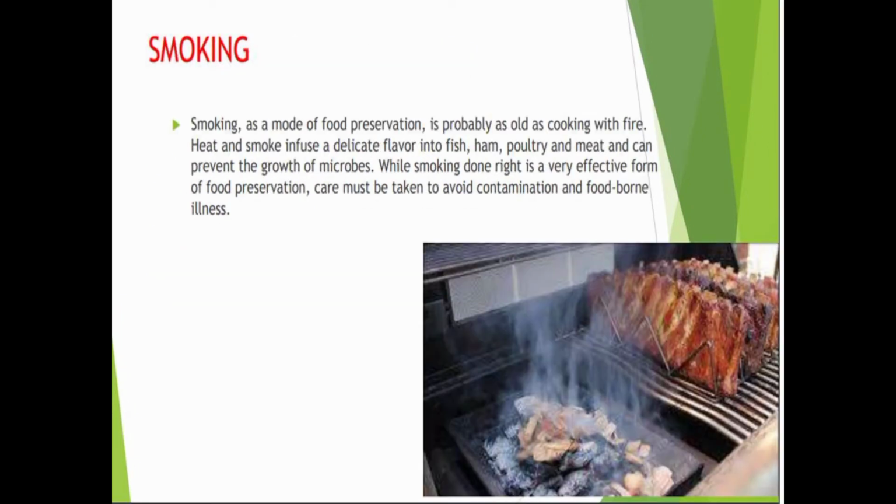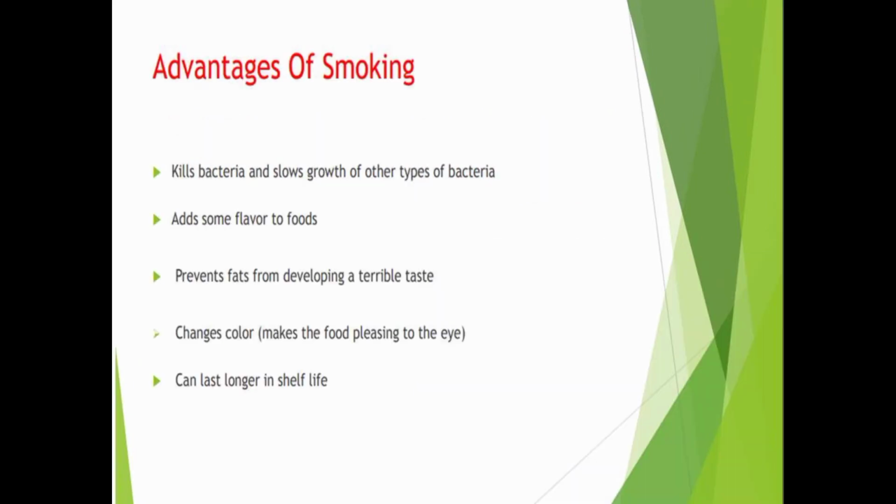Next, we have smoking. Smoking as a mode of food preservation is probably as old as cooking with fire. Heat and smoke infuse a delicate flavor into fish, ham, poultry, and meat, and can prevent the growth of microbes. While smoking done right is a very effective form of food preservation, care must be taken to avoid contamination of foodborne illness. We have the advantages of smoking.